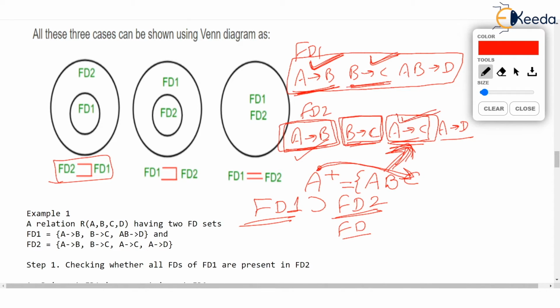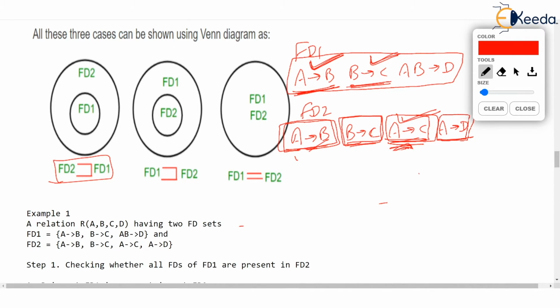Let's take the last one. Last FD of FD2 is A determines D. Can A determines D be derived from FD1? Now you know what we are going to do. We are going to find A closure using FD1. A closure will contain A, and A will bring in B because A determines B is given in FD1. Then B will bring in C because B determines C is given in FD1. And the point is that A, B together determines D in FD1. So D also joins the closure. That's enough.